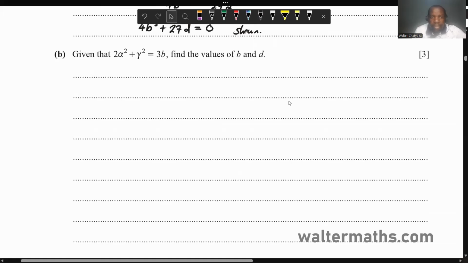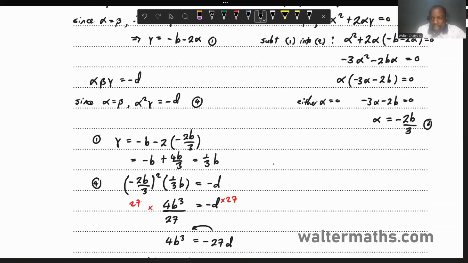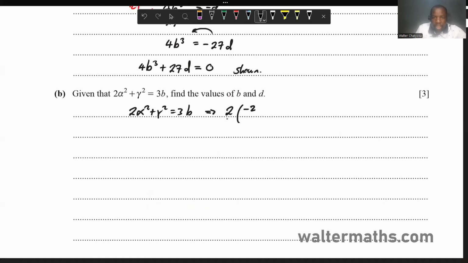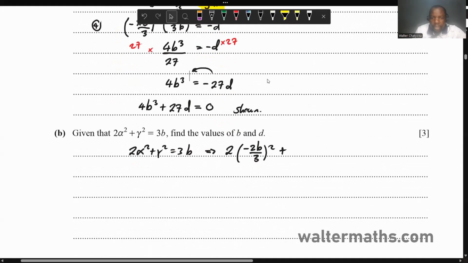On part B, it says, given that 2 alpha squared plus gamma squared is equal to 3b, find the values of b and d. So we have 2 alpha squared plus gamma squared equals 3b. And for alpha squared, if you recall, we had alpha here as minus 2b over 3. So we can have that here, minus 2b over 3 squared plus gamma. We also had gamma here somewhere. Here we had established that gamma was equal to a third b. So we're going to say a third b squared.